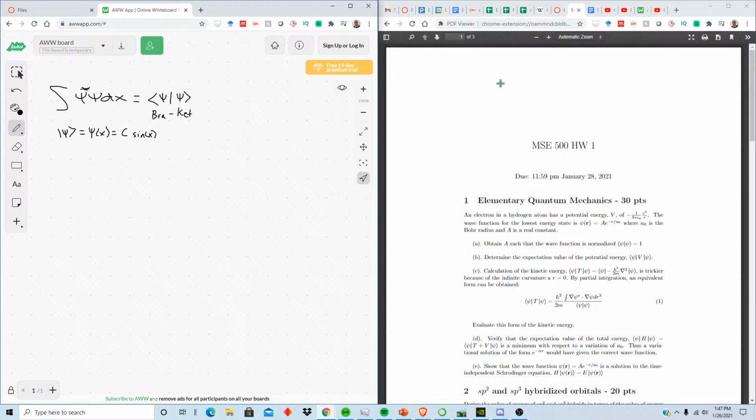But remember, if you have it this way, what this represents is a complex conjugate of the system. If we assume that C might be a complex number, you just take the complex conjugate of it. Sine of x is real valued, so it just remains the same. But if you put these two things together, this represents an integral over all space of these two.